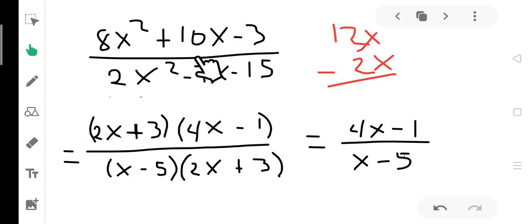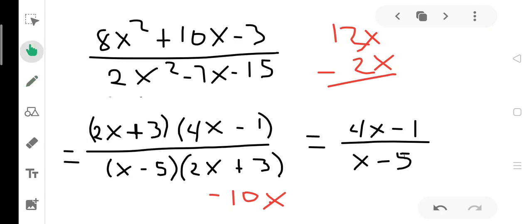Now, another one in the denominator. Again, we are going to make trial and error. For 2x squared, the factors are x and 2x because x times 2x is 2x squared. And then for negative 15, we can have negative 5 and positive 3. But then we're going to check if the middle term can be satisfied. So we have negative 5 times 2x, that is negative 10x.